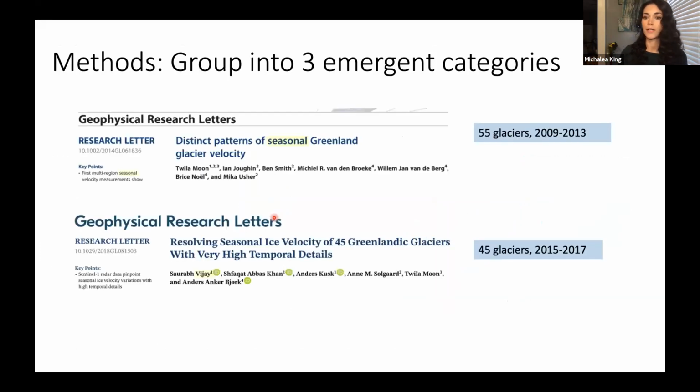But I do first want to point out that there are other papers in the past that have looked at types of glaciers or categories of glaciers based on what their seasonal curves look like. Twila Moon's paper in 2014 was one looking at 55 glaciers. And Sara Vijay's paper last year looked at 45 glaciers. And so there are other people that are working on looking at different types of glaciers as well.